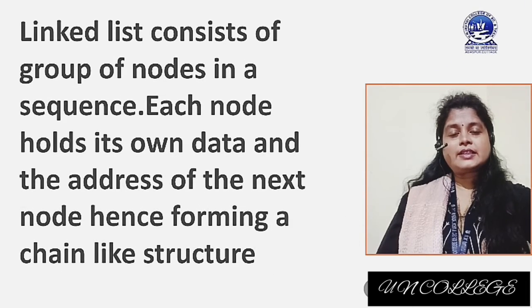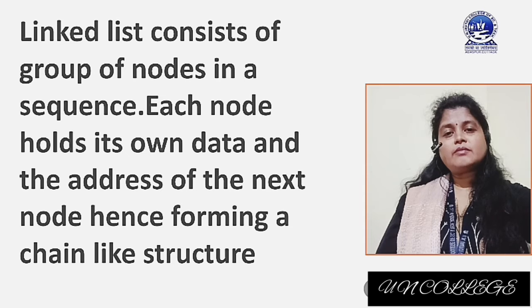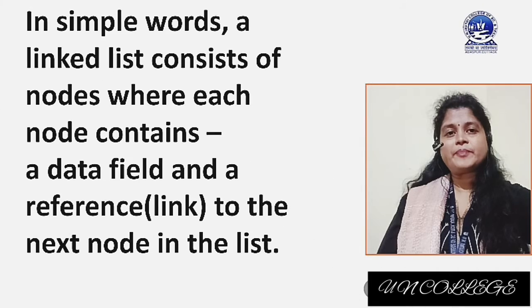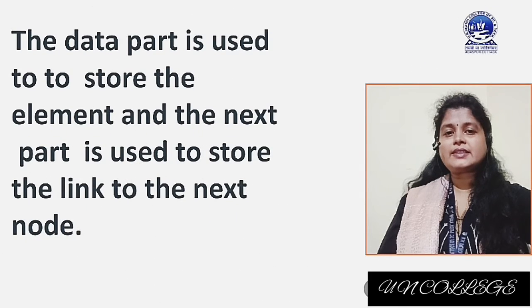Now we will discuss the meaning of a node. A linked list consists of a group of nodes in a sequence. What is the meaning of a node? The node is one entity in the linked list. Each node holds its own data and the address of the next node, hence forming a chain-like structure. In simple words, a linked list consists of nodes where each node contains a data field and a reference or a link to the next node in the list. And here the reference means that it is a pointer.